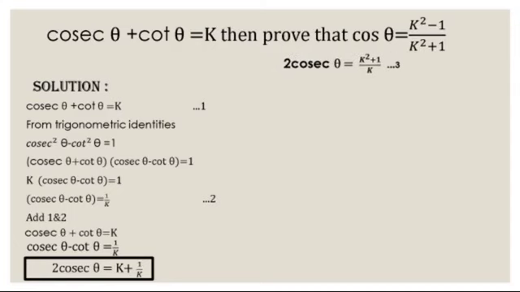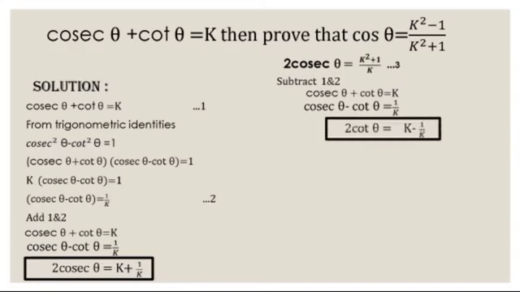Now subtract equations 1 and 2, then we get 2 cot theta is equal to k minus 1 by k. 2 cot theta equal to k minus 1 by k is LCM of k square minus 1 by k. This is equation 4.